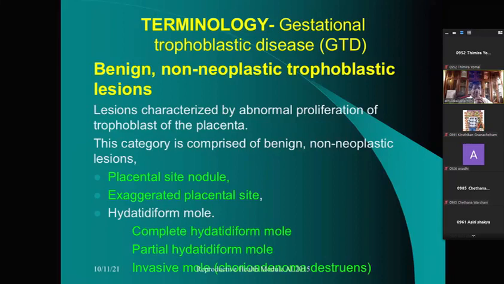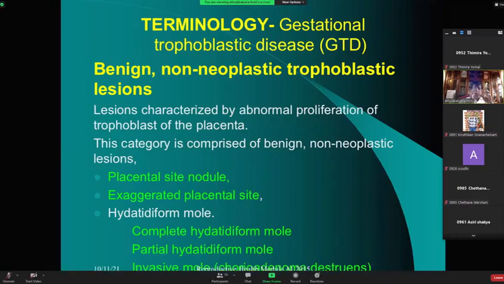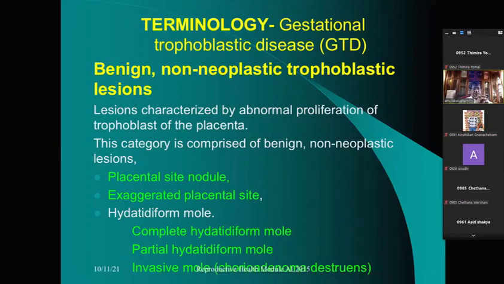And sometimes, although they are not highly malignant, they can be locally invasive as well. Then we call it an invasive mole. It's something in between a benign and malignant thing, but it's only locally invasive. What is invasive? This abnormally proliferated placental tissue invades the myometrium.